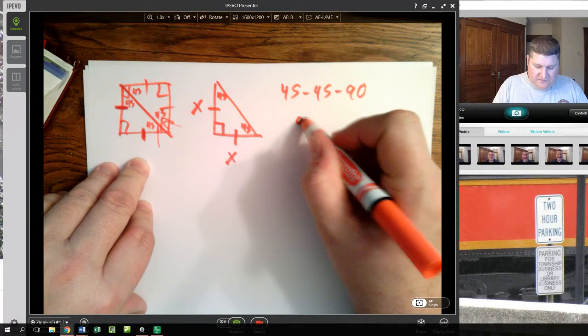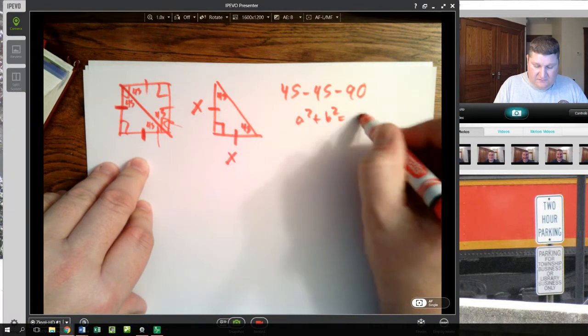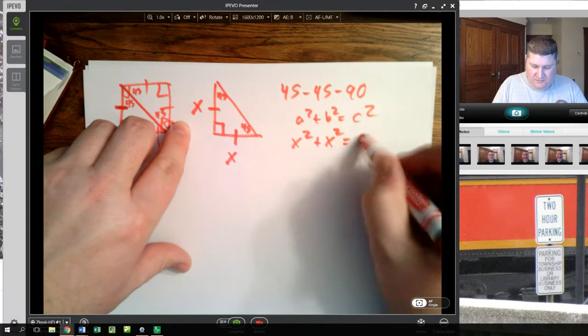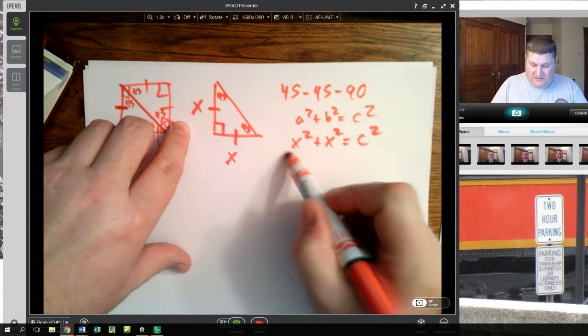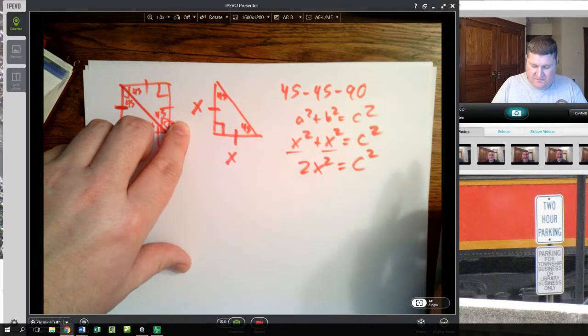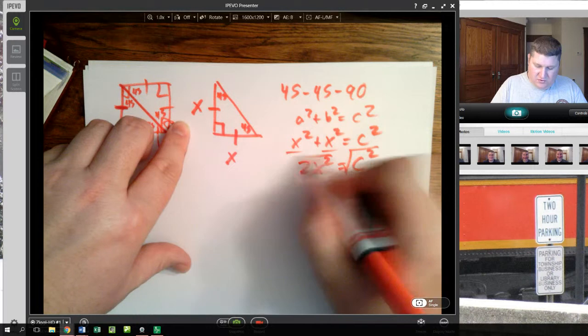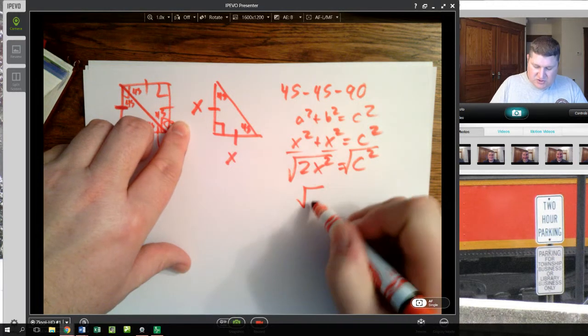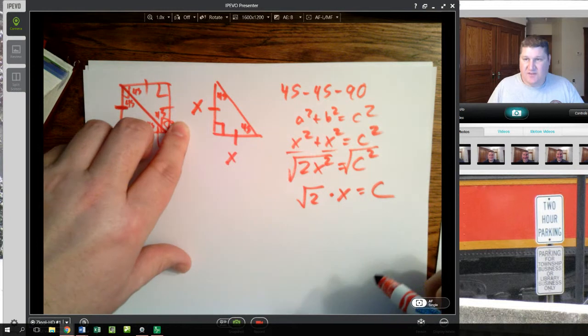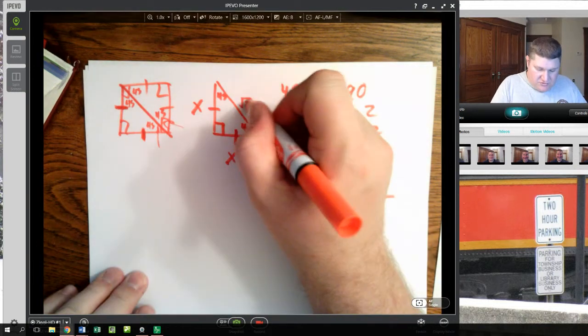Now, how would you find the missing side? Well, a squared plus b squared equals c squared, so I say x squared plus x squared equals c squared. Well, what's x squared plus x squared? 2x squared equals c squared. And if I square root both sides, the answer is square root of 2 times x equals c. So you end up with root 2x.